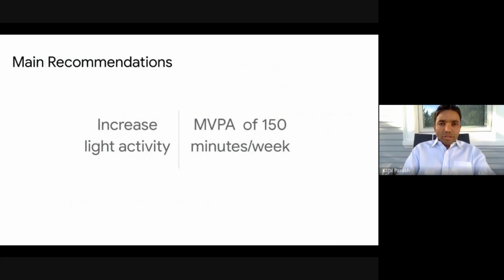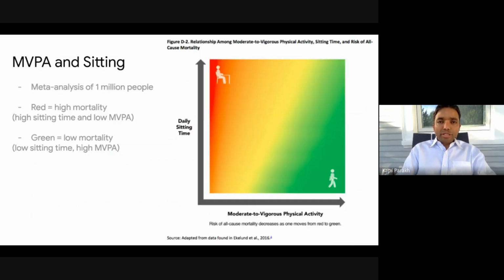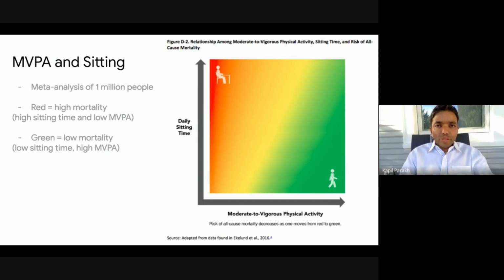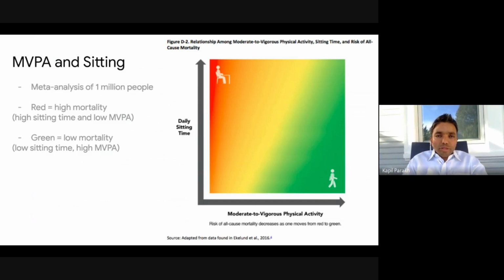If I could summarize those 779 pages into a few phrases, the two key recommendations are to increase light activity and to try to get 150 minutes of moderate to vigorous physical activity, or MVPA, every week. So increasing light activity and trying to get 150 minutes a week of moderate to vigorous physical activity are pretty much the two main recommendations that come out of it. And why are these two important? And more importantly, why are they separately important? As in, it's important to do both. Even if you achieve one, you should still try and achieve the other one too.